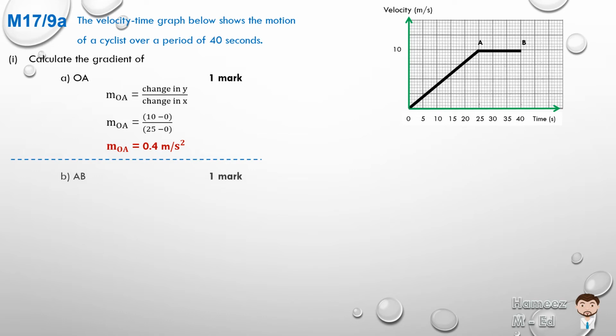Part B, calculate the gradient of AB. If we look at where AB is on the graph, it's a flat line. And any line that is flat or horizontal, the gradient is 0.